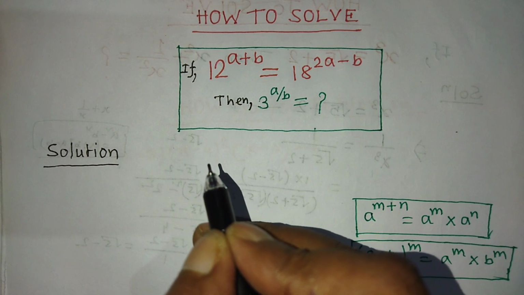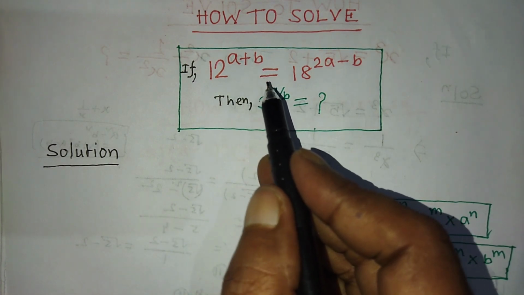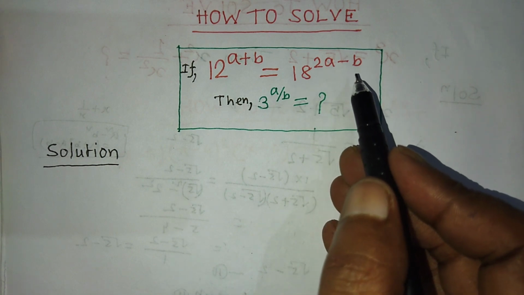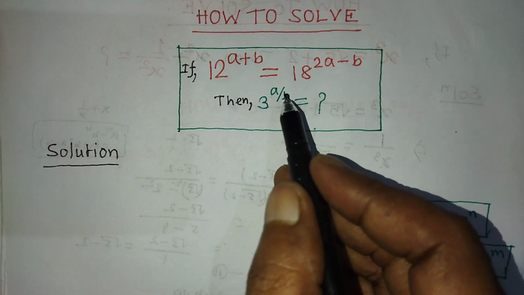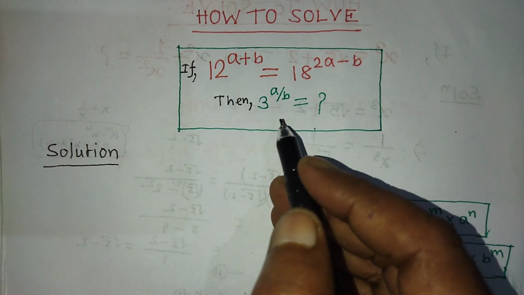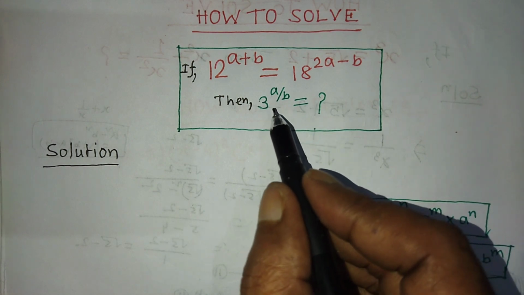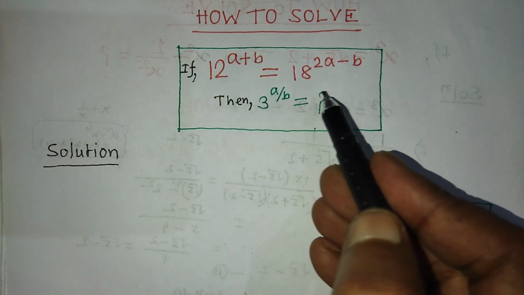So my dear student, today our question is: if 12 to the power a plus b is equal to 18 to the power 2a minus b, then find the value of 3 to the power a divided by b. So student, in this video I will tell you how to find the value of 3 to the power a by b from this exponential equation.